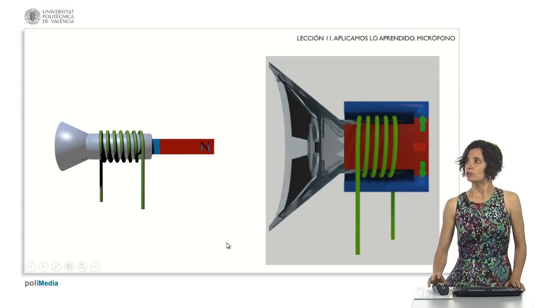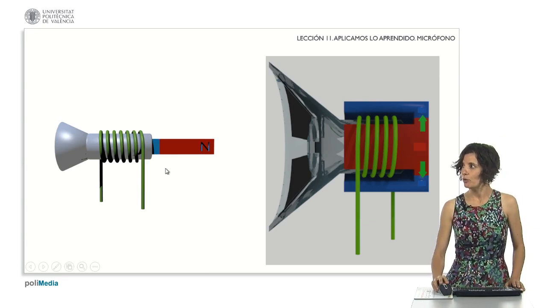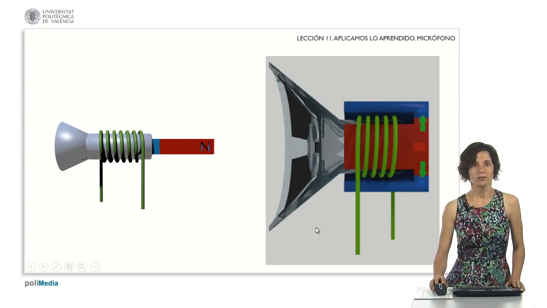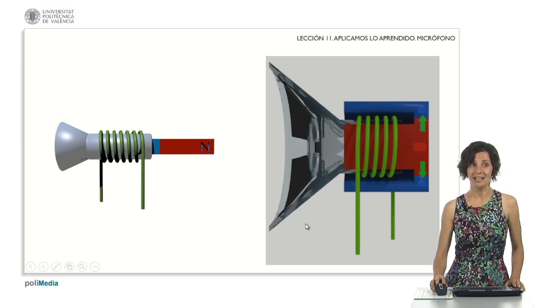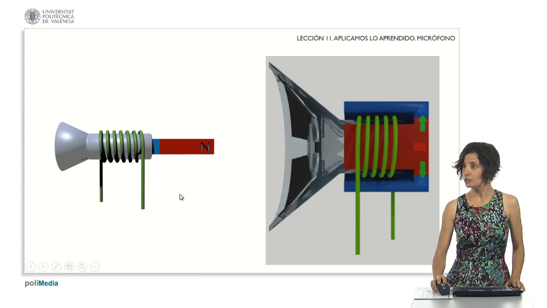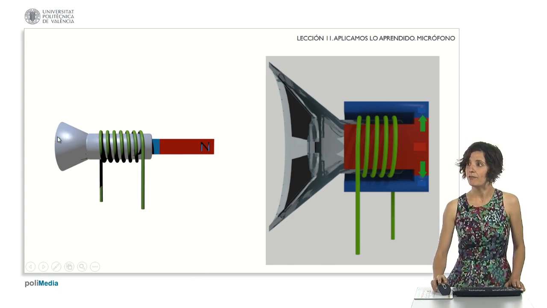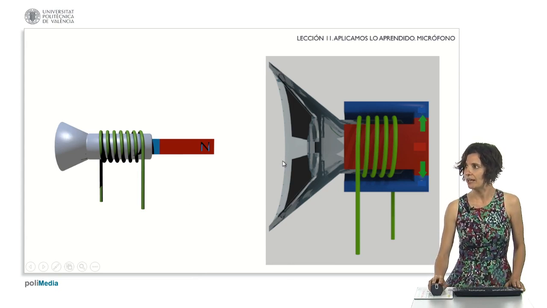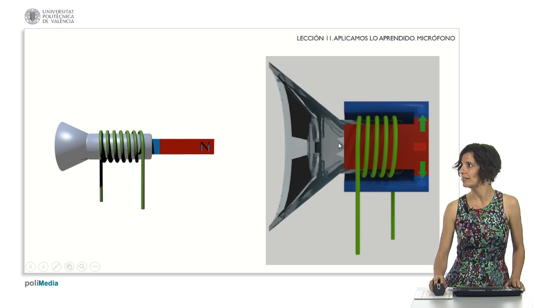I also wanted to mention that the scheme of the microphone is exactly the same as the one we saw in a previous lesson in which we explained the ins and outs of a loudspeaker. Notice that the diaphragm would play the role of the membrane. We see the two coils and we see that there is a permanent magnet that goes through them.